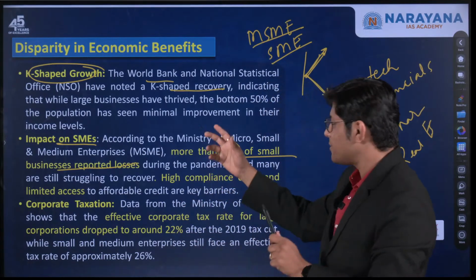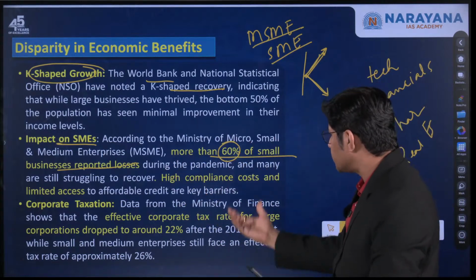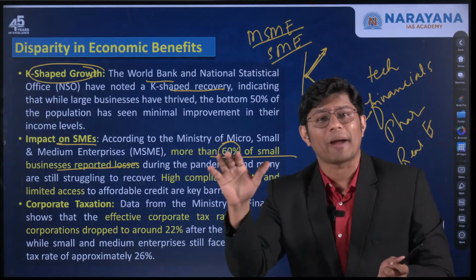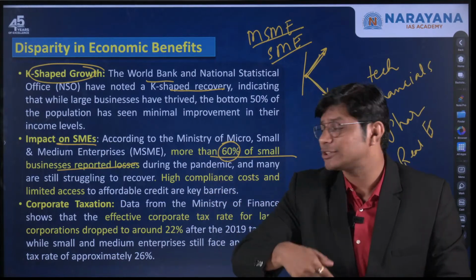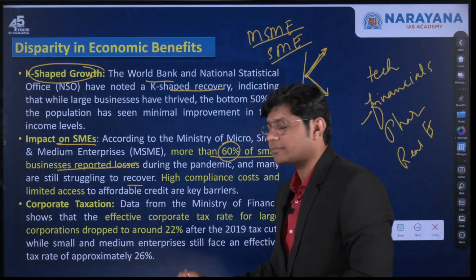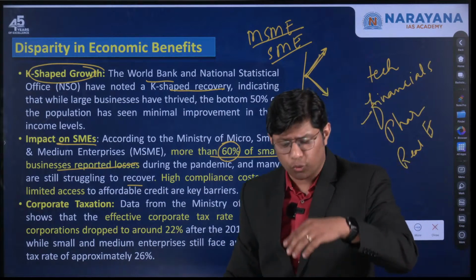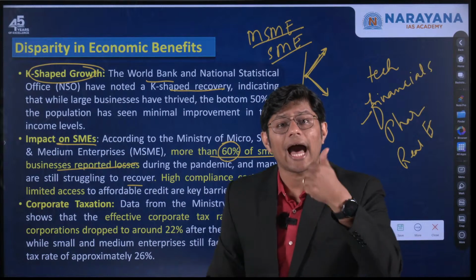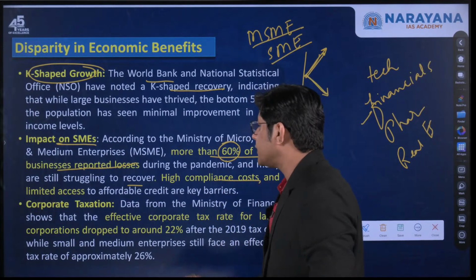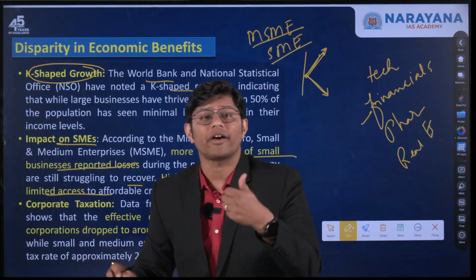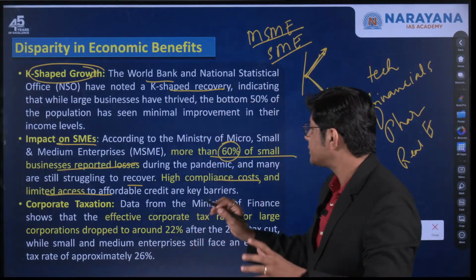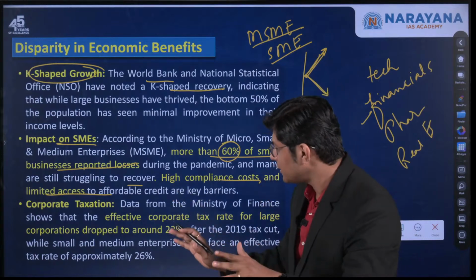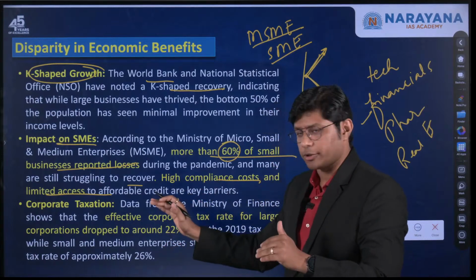So this MSME ministry has observed that more than 60% have suffered losses during the pandemic and still are in the phase of recovery. And what is the reason? What is the reason that the small businesses are facing loss? The high compliance cost and the limited access to affordable capital. Now, what is this compliance cost? We'll understand in the next slide. Till that time, let's understand the third one.